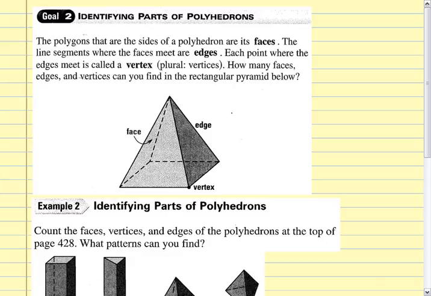Okay, folks. This one says identify the different parts of a polyhedron.